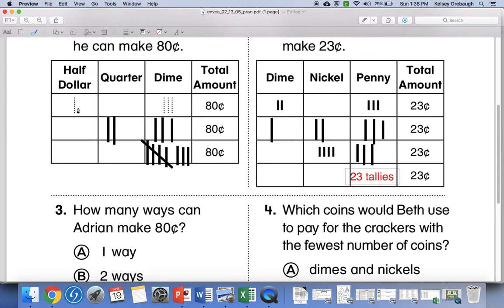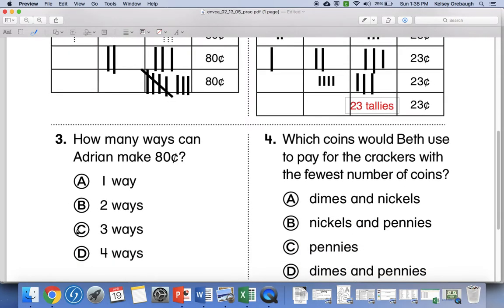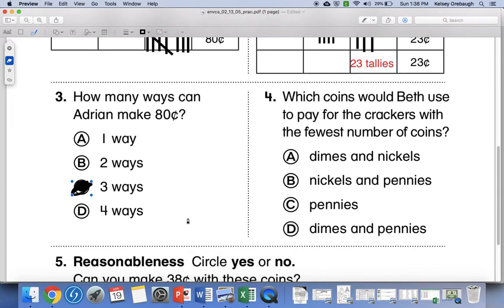See that? The first way was a 50 and 3 dimes. The second way was 2 quarters and 3 dimes. And the third way was 8 dimes. So he can make 80 cents 3 ways using the coins that he has.